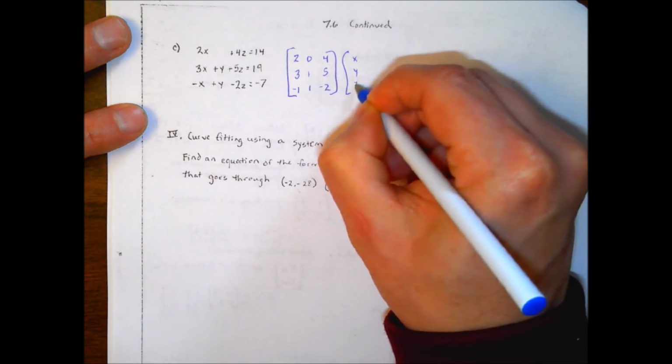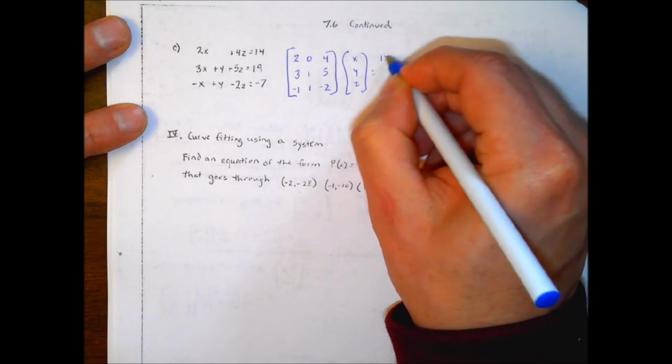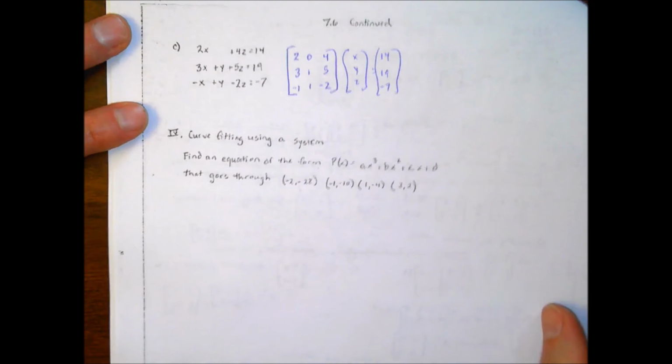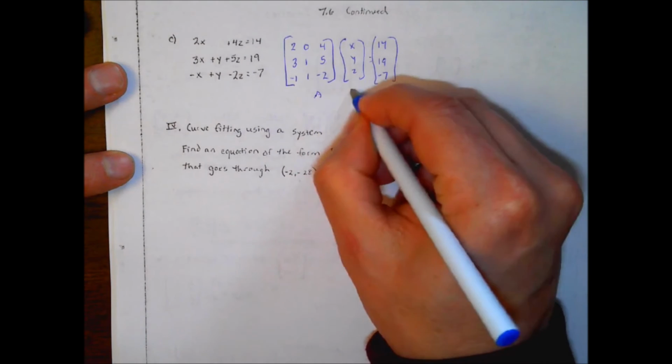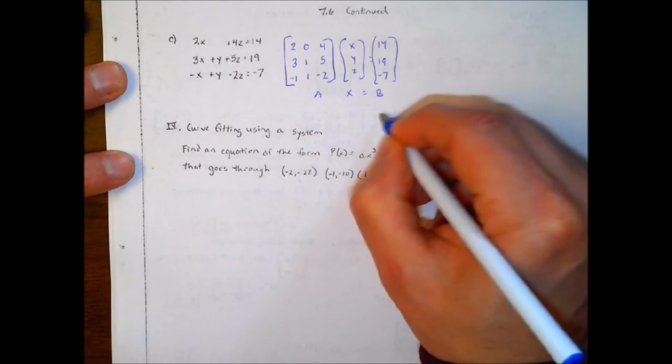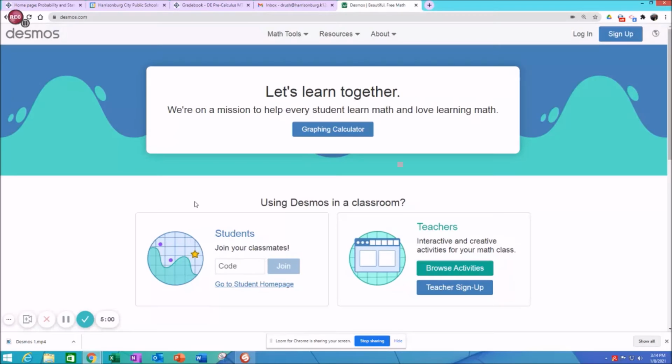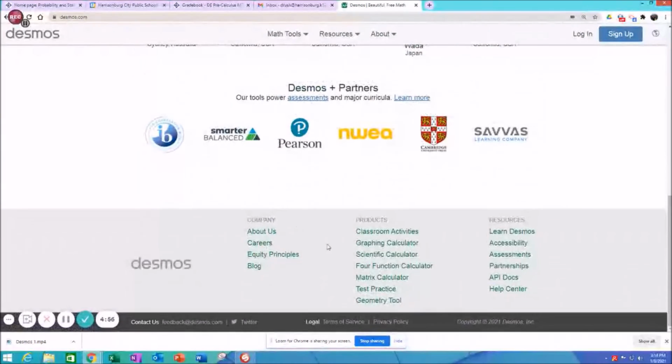Times the x, y, and z equals 14, 19, and -7. Okay. So once again, you can go to Desmos, and my x is going to equal A inverse times B. Okay, so go to Desmos and do that. Once again, go to desmos.com, scroll down to the bottom for the matrix calculator.